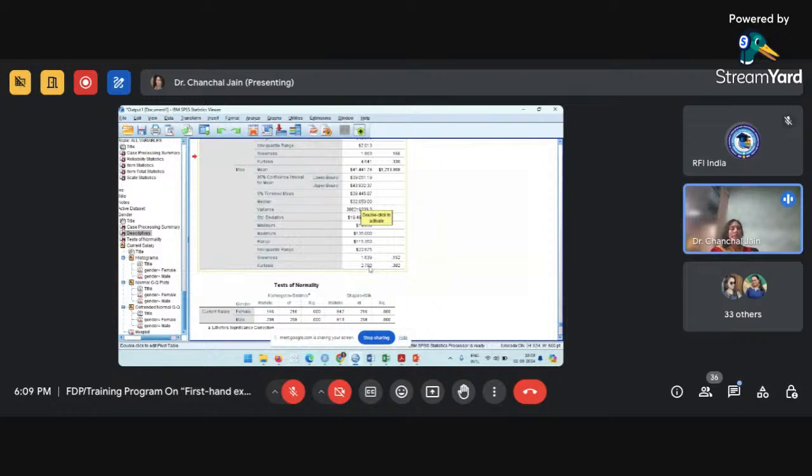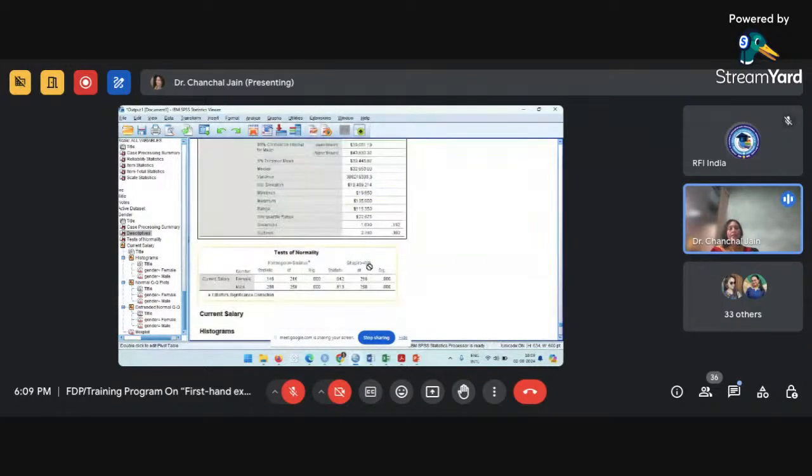But still, if you are not understanding this, you can refer to the next table, which is the test of normality. Here we can consider the Shapiro-Wilk test, right? We can see the significance value for male and female current salary, which is 0.000. So it is less than 0.05, right? That means we are going to reject the null hypothesis of the Shapiro-Wilk test.